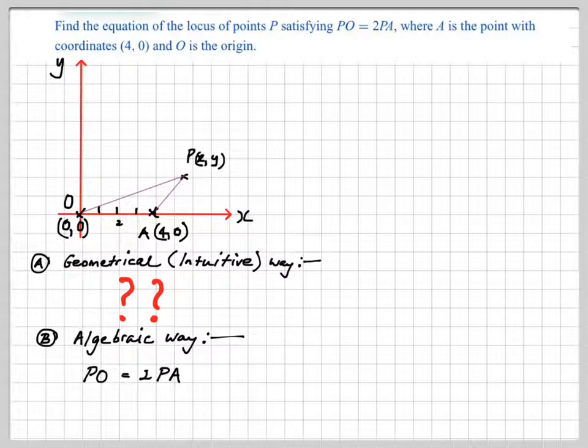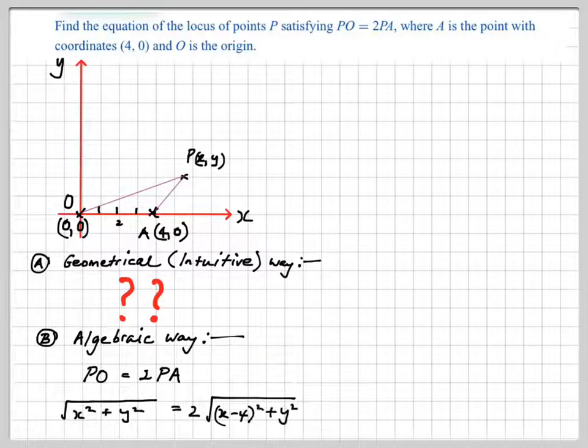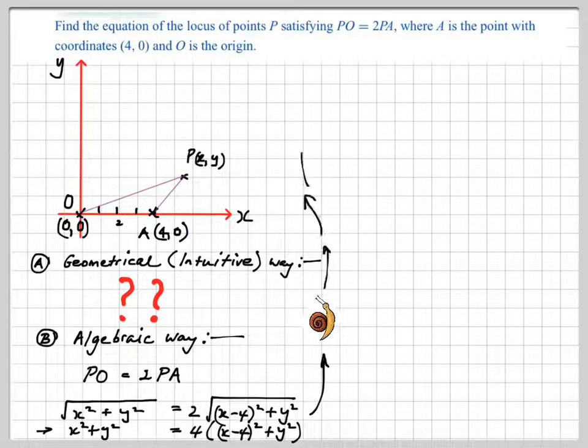Now, we're saying that PO is twice PA. So we just use the same old Pythagorean stuff. PO is just the square root of x squared plus y squared. It's twice the distance from P to A, which is that expression I've just written there. Now, what have I done? I've squared both sides, and we're going to get Mr. Snail to take us away to a long battle. Thank you, Mr. Snail. And here we go.